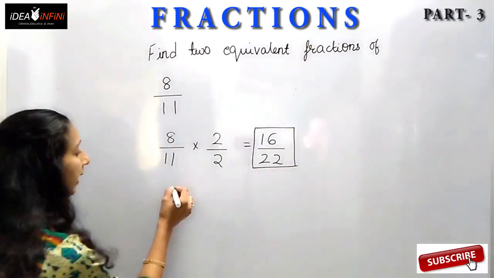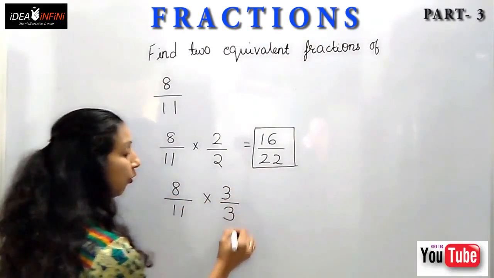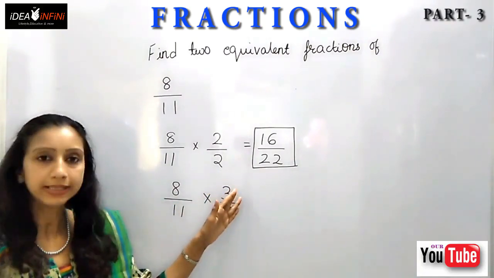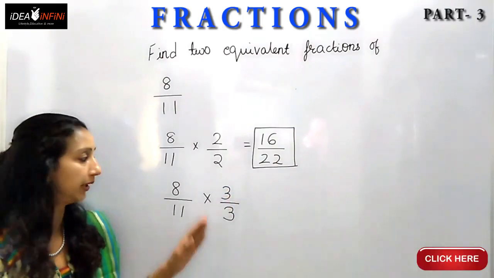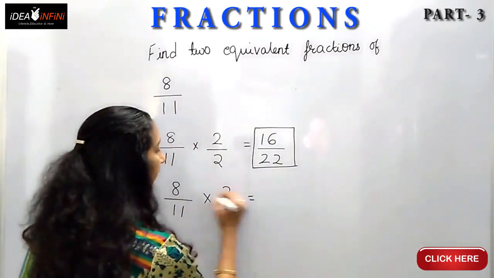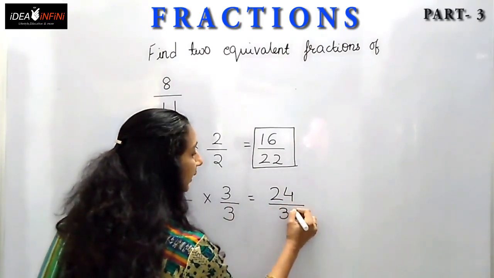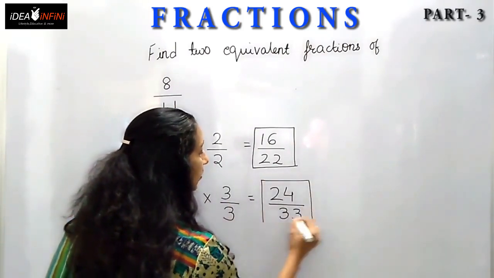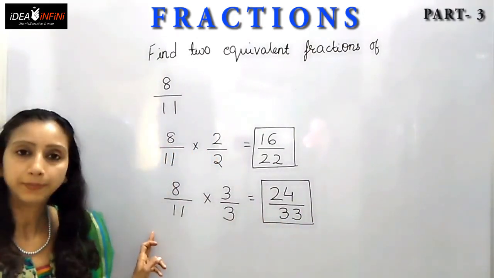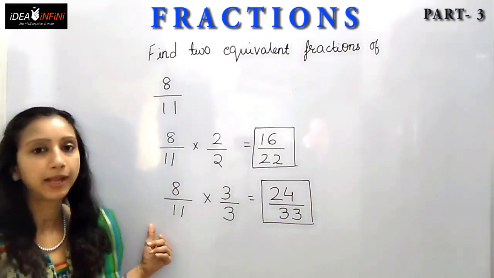Let's find out another. 8 by 11. Now we can multiply by 3 by 3, 4 by 4, 30 by 30. Any number can be multiplied. The number should be the same in the numerator and in the denominator. It can be 10, it can be 30, it can be 40, any number. And here 8 3s are 24 in the numerator, 11 into 3 is 33 in the denominator. So this is what I am getting. And this is again an equivalent fraction to 8 by 11, because when I reduce this to lowest terms, I get back my 8 by 11.